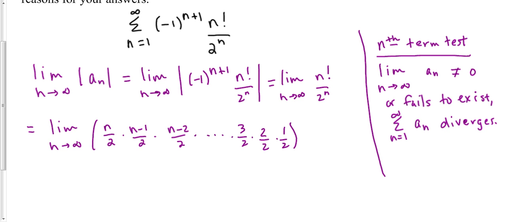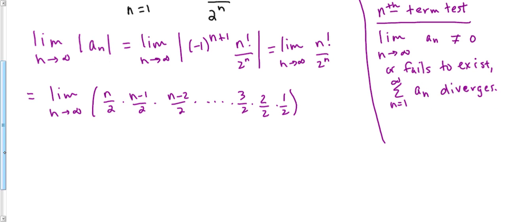Now my gut says that this should diverge, but why? Well, let's try to use the direct comparison test and see if we can find a series that we know diverges that is going to be smaller than our series in question. I know that each one of these terms in the middle here is going to be bigger than 1.